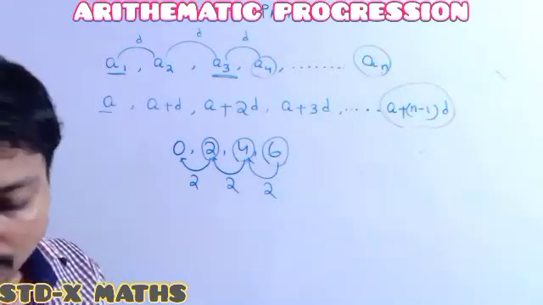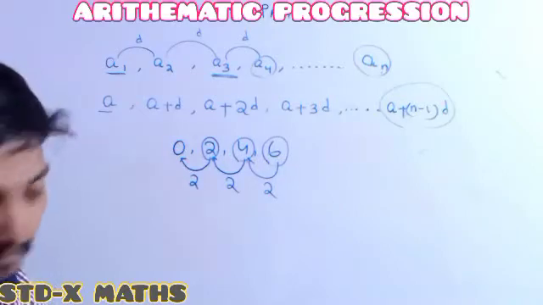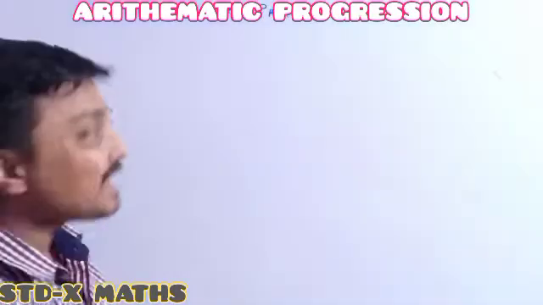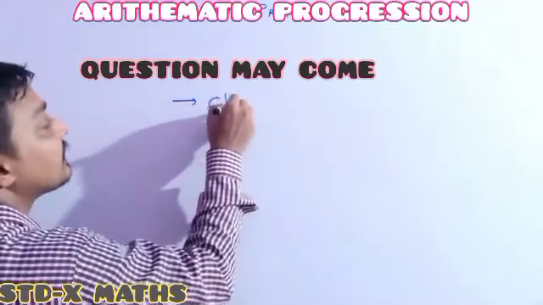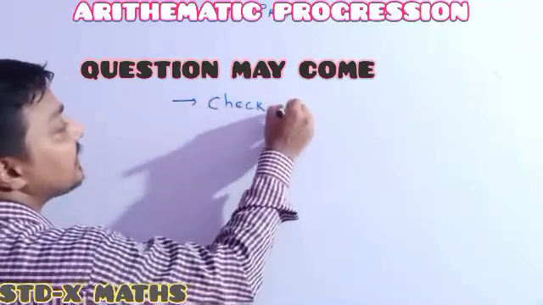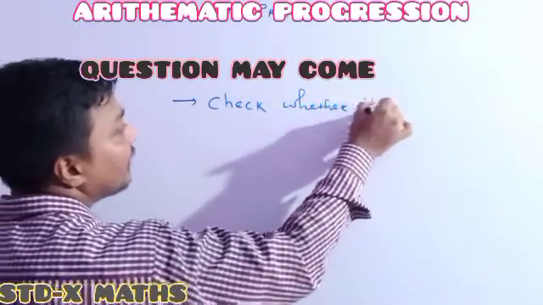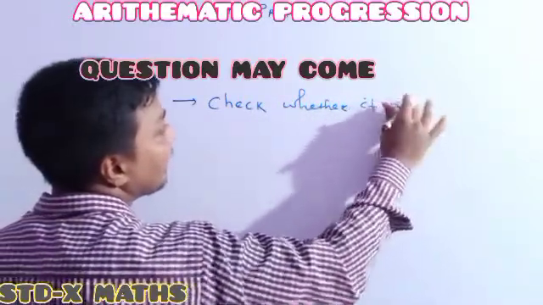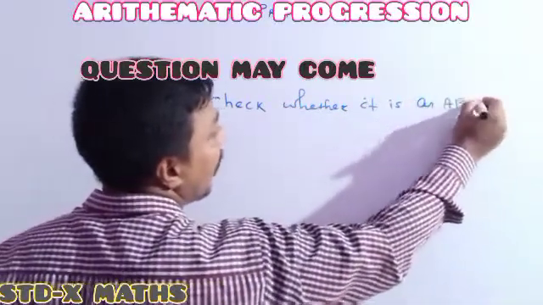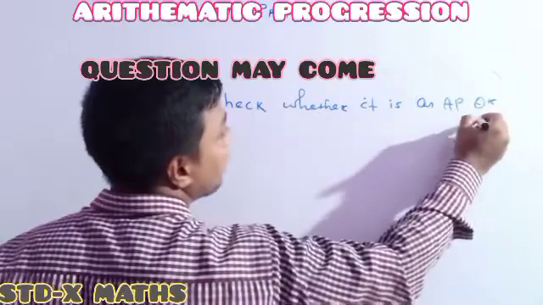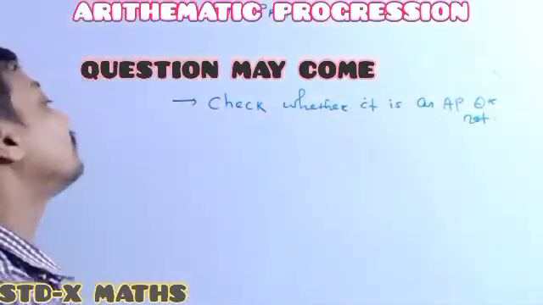Understood perfectly? So which type of question will come? See, the first variety of question that will come: check whether it is an AP or not. This is one question that will come.